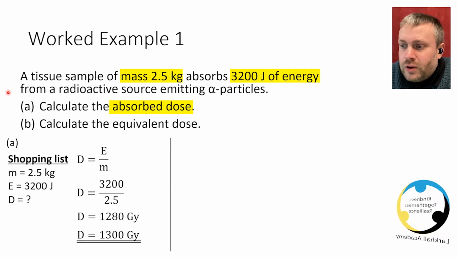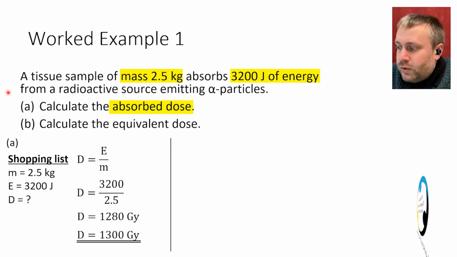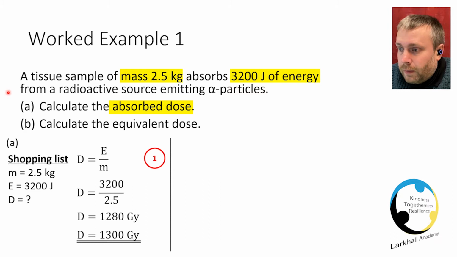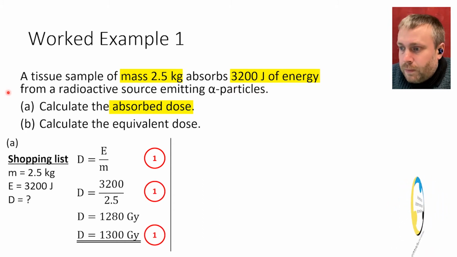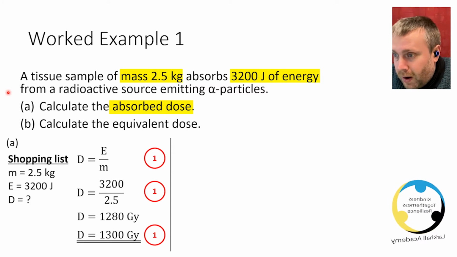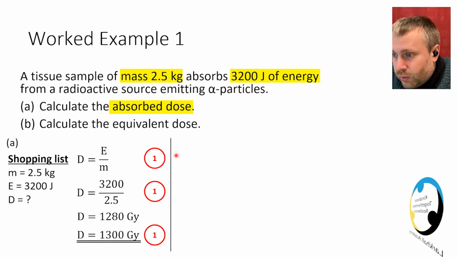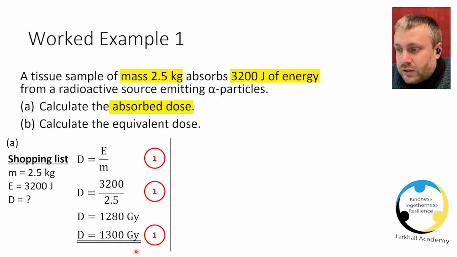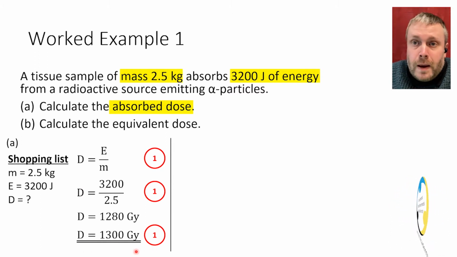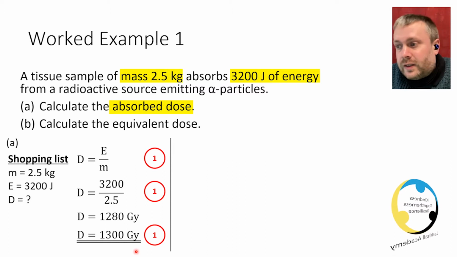Okay, so now we've calculated part A, we're ready to go on and have a look at part B. But just before we do that, just a little reminder, these are the points where we're getting our marks. So 1 mark here for your equation, 1 mark for your substitution, and 1 mark for your final answer with units. Remember those units and make sure you've rounded it correctly as well.